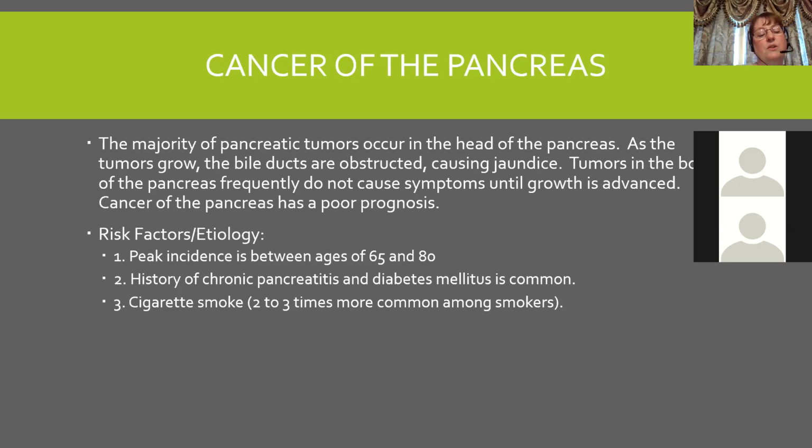So some of the big risk factors for getting it would be, usually it's older people, so ages between 65 and 80. A lot of times it's because you have a history of chronic pancreatitis and also diabetes. And then a lot of times cigarette smoking has a big component to it as well.